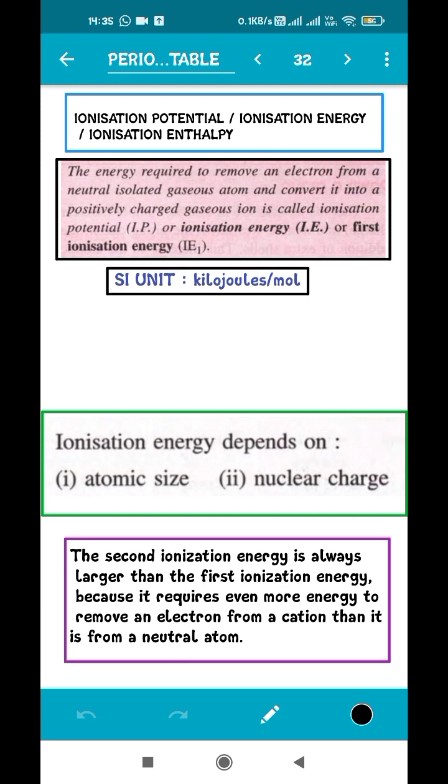So how does it depend? We will see in the next slide. But before that, there is a very important thing over here. The second ionization energy is always larger than the first ionization energy.